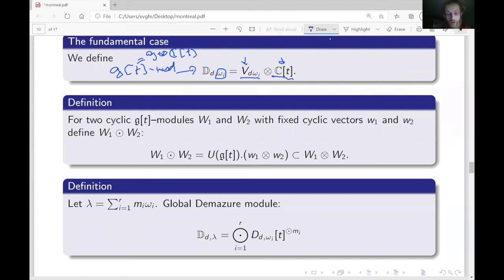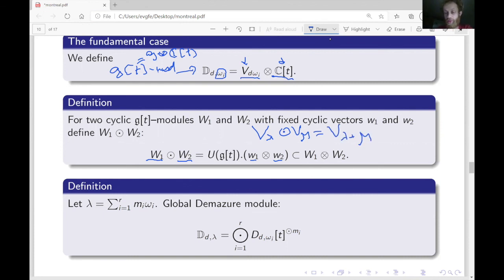So now let's get to the definition of this cyclic product. So we have two modules, W1 and W2. And then we have these cyclic vectors, small w1, small w2. We take the tensor product, and then we apply the universal enveloping algebra of the current algebra to this tensor product. And so this is something living inside the tensor product of two initial modules. So this should somehow remind you the situation with the irreducible representations when you have V_λ times V_μ being equal to V_{λ+μ}.